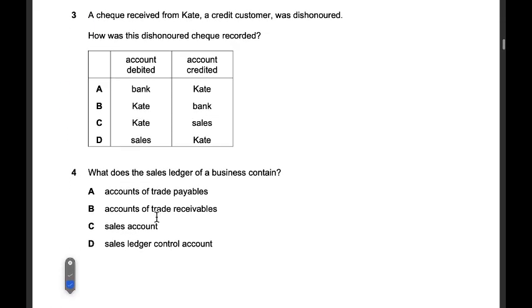A check received from Kate, a credit customer, was dishonored. How was this dishonored check recorded? So, when we receive a check and we record it, what happens is we debit bank and credit our customer, which in this case is Kate.